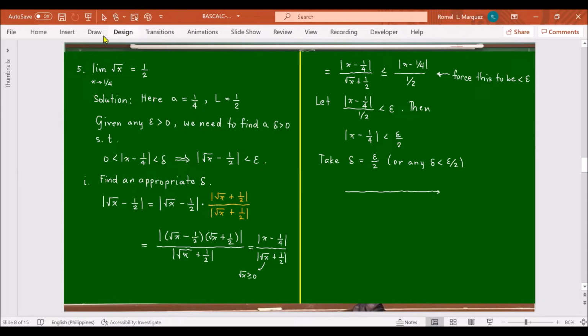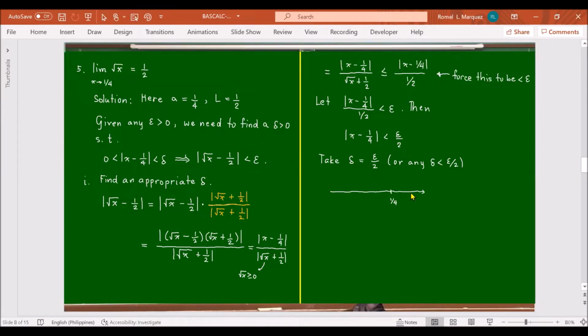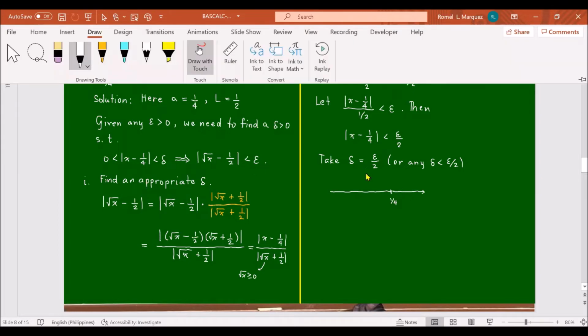So from here, let's say this is 1/4. And if I add 1/2 and subtract 1/2, I will get an interval that will contain numbers to the left of 0. So I think the maximum is just 1/4, no? Because if I subtract 1/4 from 1/4, I will get 0.